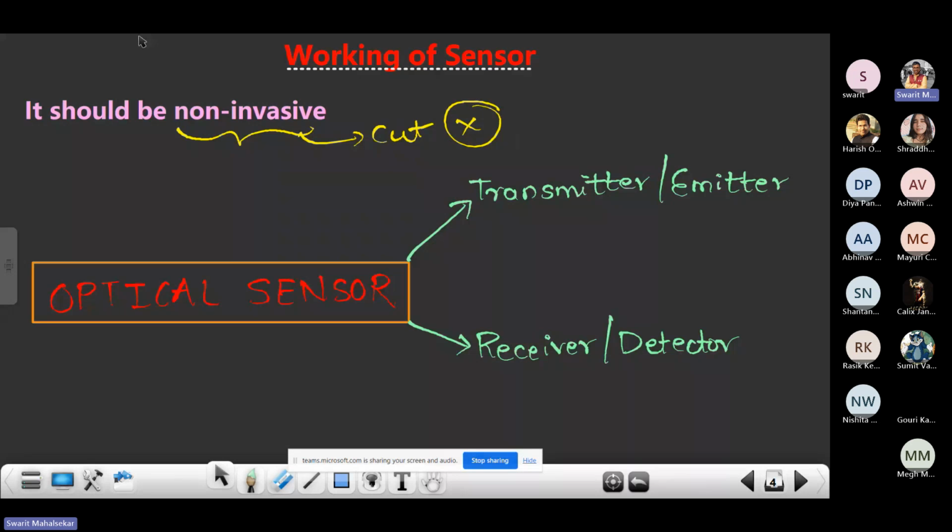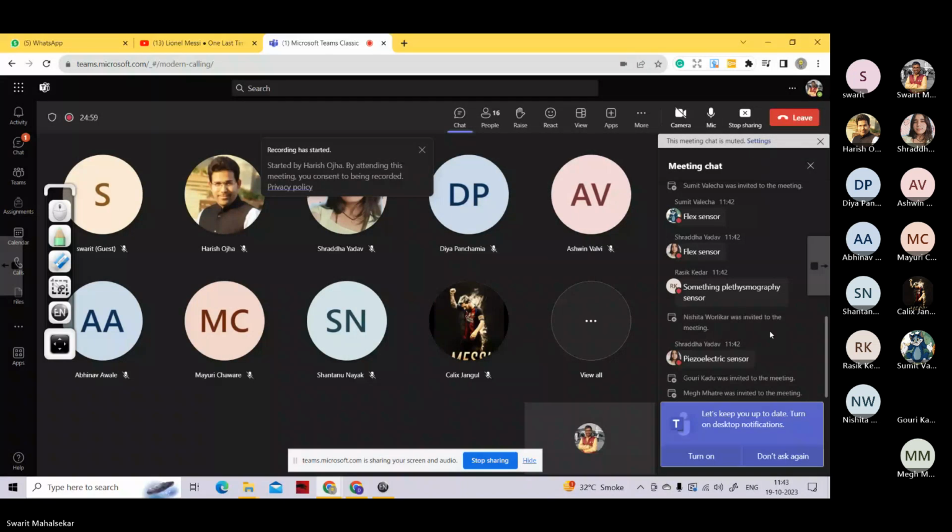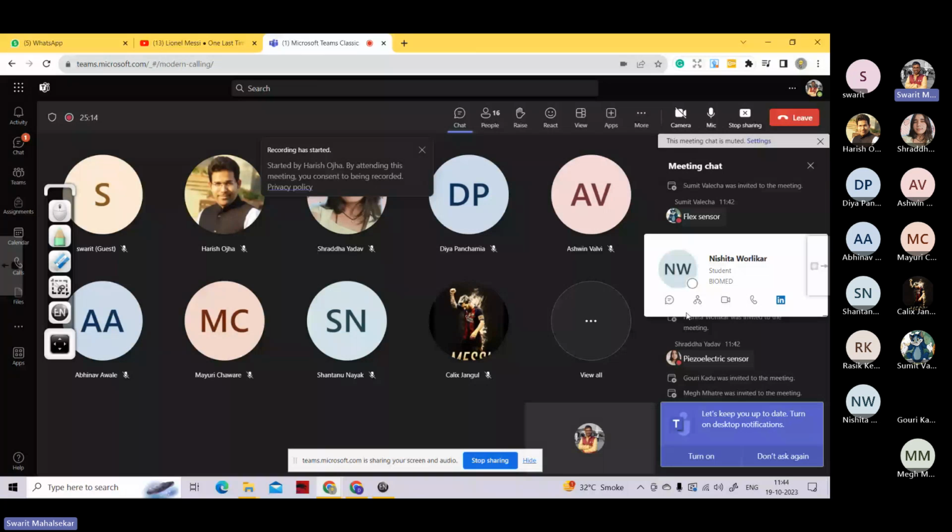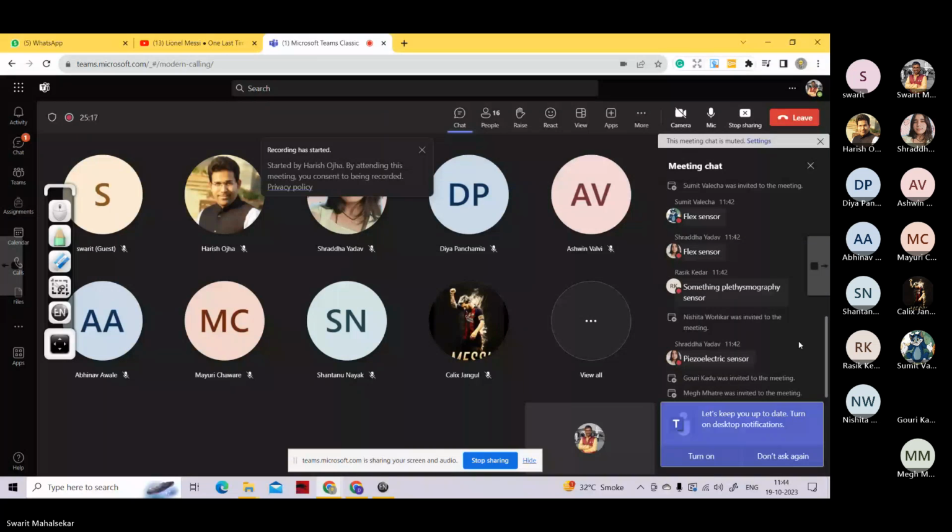Now let me ask you one more question: what exactly will it detect? Any idea? You can reply in the chat section. Yeah, this was actually a right answer: PPG sensor. I think it is given by Rasik Kedar, if I'm not mistaken. PPG sensor is again a part of optical sensor. That's good. Now the next question is what we should detect.